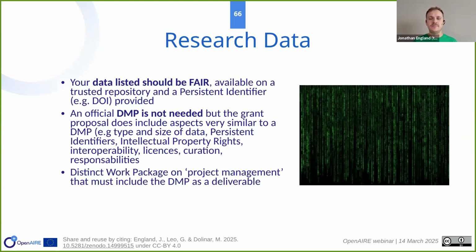At that stage, in the grant proposal stage, you don't need an official DMP, but I argue that you need to basically say things like the type and size of data, which persistent identifier you're going to use, IPR and all these kind of things. It's kind of like a mini DMP, so it's good to already think about it as if it was a small DMP. And then anyway, that will help when you actually write the DMP before month 6.